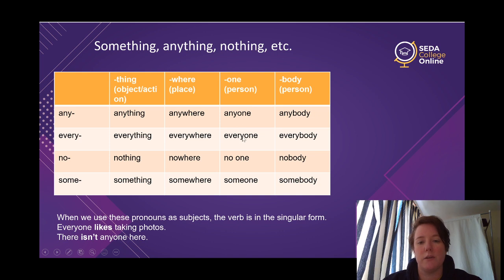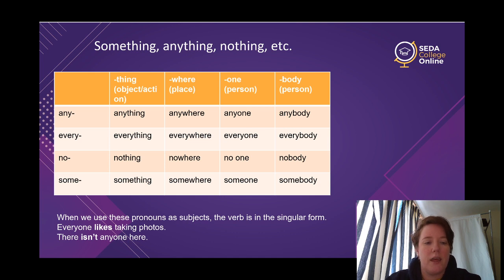Anyone, everyone, no one, and someone. And then the next one we have body, which is person. Anybody, everybody, nobody, somebody. Okay, so that's our table for each one of these. Let's just look at the bottom here. When we use these pronouns as subjects, the verb is in the singular form. Just remember that.